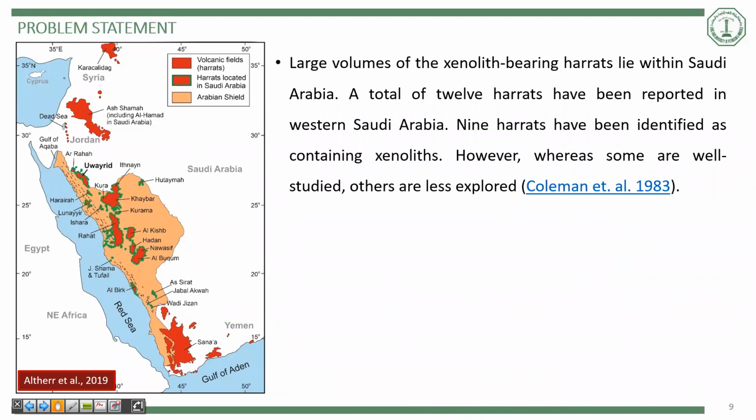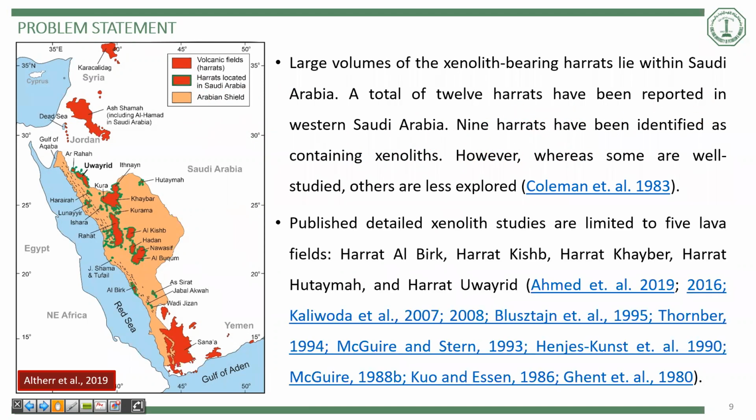The problem statement for the study is that large volumes of these xenolith-bearing Harrats lie within Saudi Arabia. A total of 12 Harrats have been reported in Western Saudi Arabia, and we can see them in red with the green outline on the map. 9 Harrats have been identified as containing xenoliths. However, whereas some are well studied, others are less explored. Published details of the xenolith studies are limited to 5 major lava fields, which are Harrat al-Birk, al-Kishb, Khaybar, Hutayma, and Uwayrid in the north.